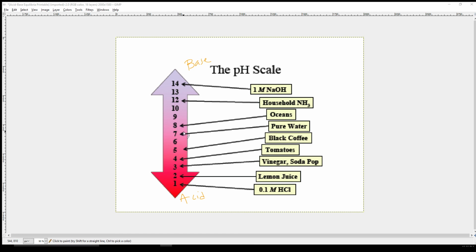Pure water is basically neutral. Coffee is somewhat acidic. That's right, brush your teeth after you drink that coffee. Tomatoes are acidic. Vinegar, soda, very acidic. Lemon juice, oh my gosh, super acidic. And finally, hydrochloric acid, super duper acidic. All right, well, I hope that helped, and we will be practicing doing some calculations next time.